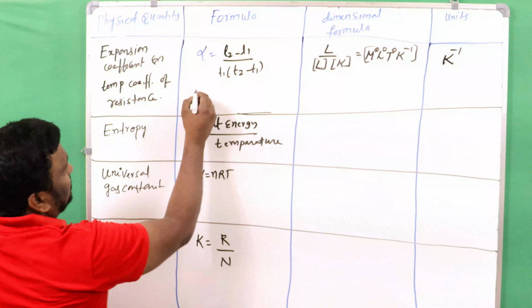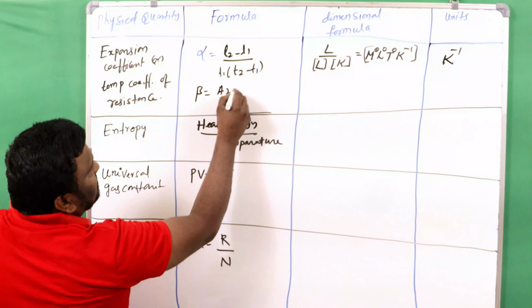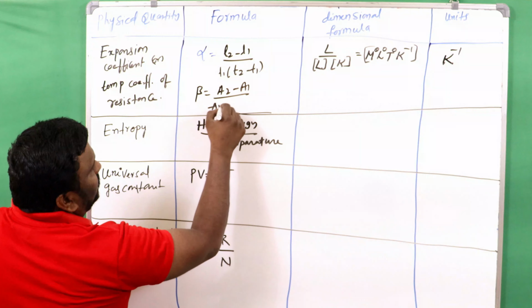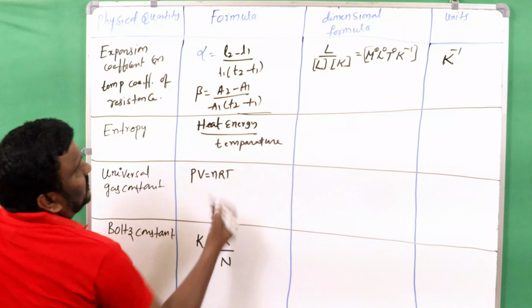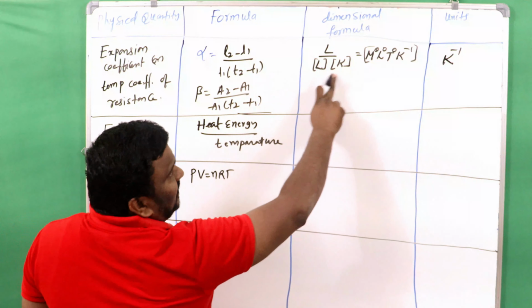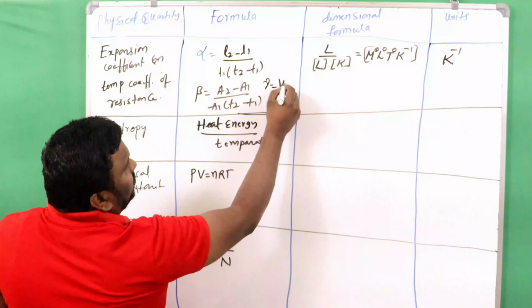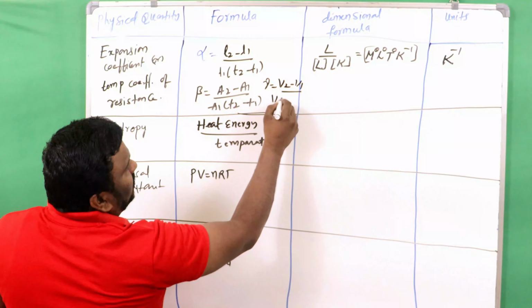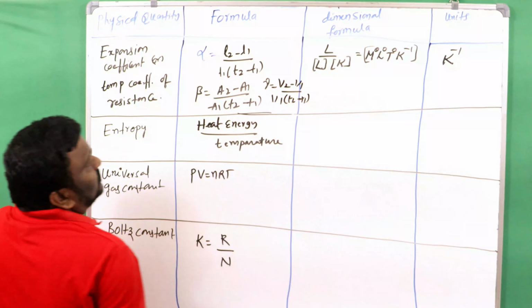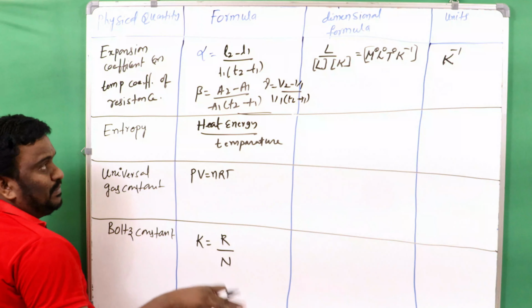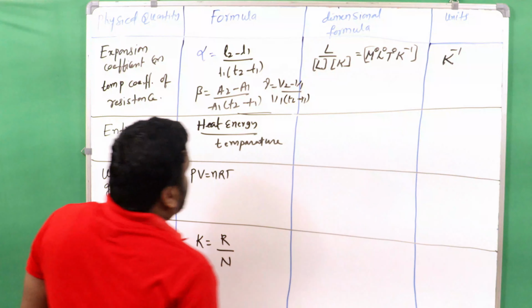So if you take beta, also the same thing here, (A2 minus A1) by A1 of (T2 minus T1). Again the same, we will get the same dimension formula and same units. If you take gamma, also the same thing, (V2 minus V1) by V1 of (T2 minus T1). So alpha, beta, gamma have the same dimension formula and the same units.